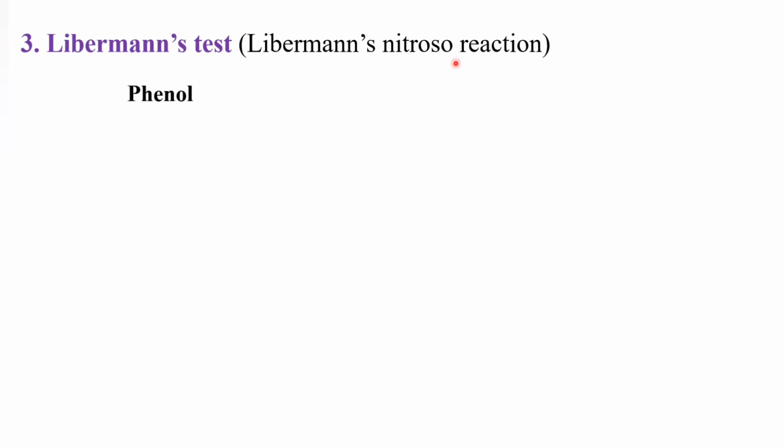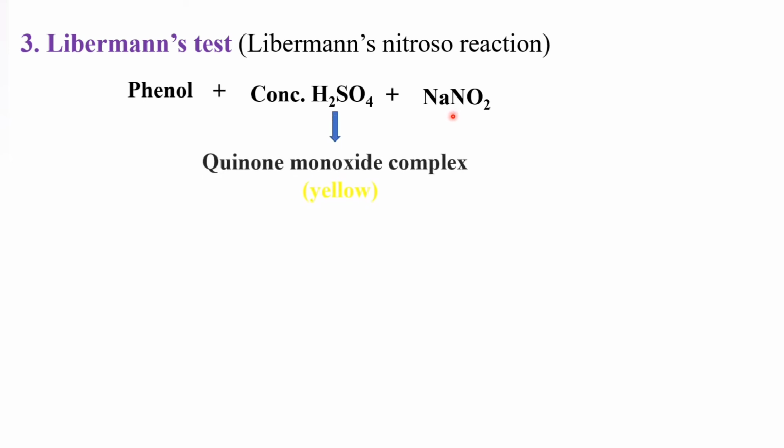Now we'll see the third test, called Libermann's test. This is otherwise called Libermann's nitroso reaction. For this, first we take phenol and treat it with concentrated sulfuric acid and also sodium nitrite. So what are the reagents taken? Phenol, concentrated sulfuric acid and sodium nitrite. Now what are we getting? A yellow colored complex, called the quinone monoxide complex. So by the treatment of phenol with concentrated sulfuric acid and sodium nitrite, we get a yellow colored complex called quinone monoxide.